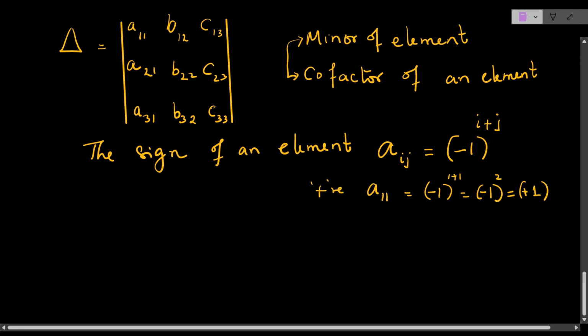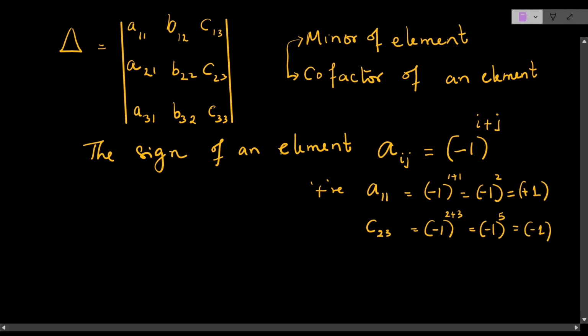Let us check another one. Let us check any of these. So I am taking C23. So (-1) to the power 2 plus 3. How much, students? So (-1) to the power 5. A negative integer to an odd power gives a negative sign. So the C23 place is negative. The sign of this element is negative here.